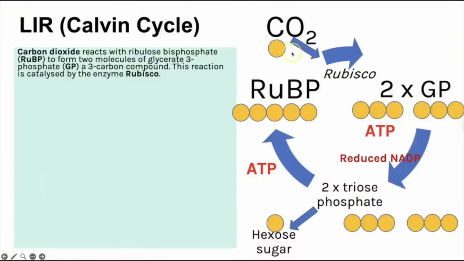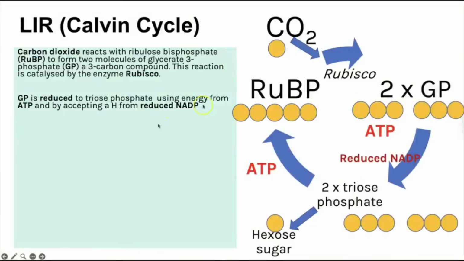Step 1 is carbon dioxide is going to enter the cycle, and it combines with RuBP, which is a 5-carbon compound. So a 5-carbon compound, RuBP, is going to combine with carbon dioxide, a 1-carbon compound, and that is catalyzed by Rubisco. So that adds up to 6 carbons, but that splits to make 2 3-carbon compounds known as GP. So all of that is step number 1.